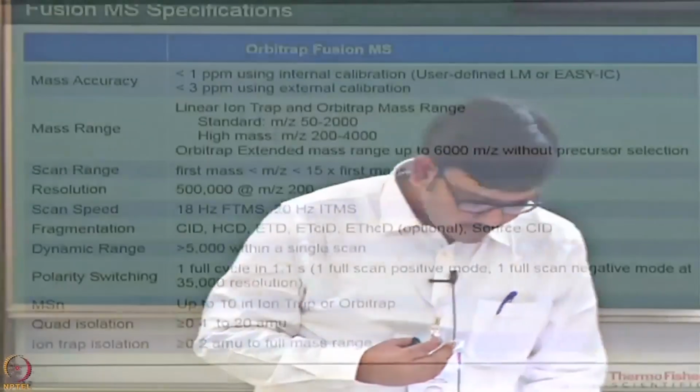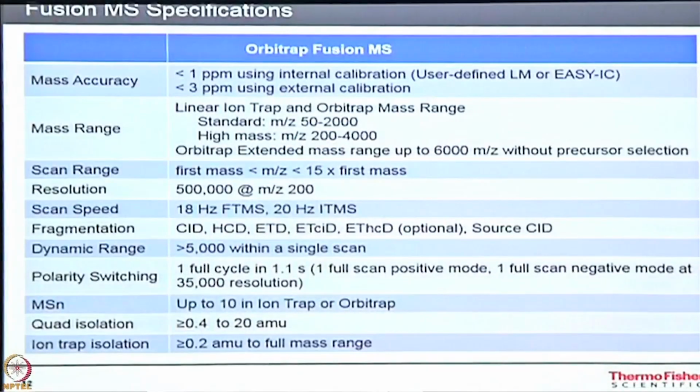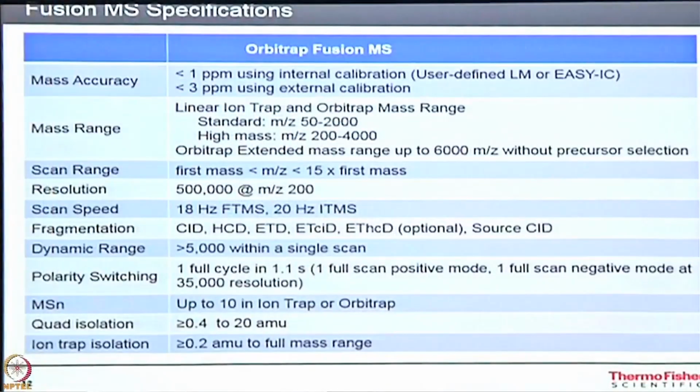Then polarity switching: it's not required for proteins, but in case of small molecules, if you don't know in which mode, either positive mode or negative mode, it will ionize, you can do both scans, positive scan and negative scan, within 1 second. So you can run that in one go. MSn: as it is an ion trap, you can do 10 MSn, meaning MS2, MS3, MS4, up to 10 theoretically.